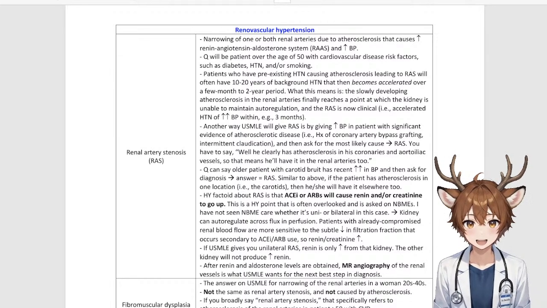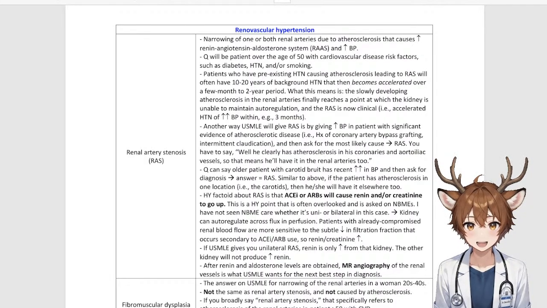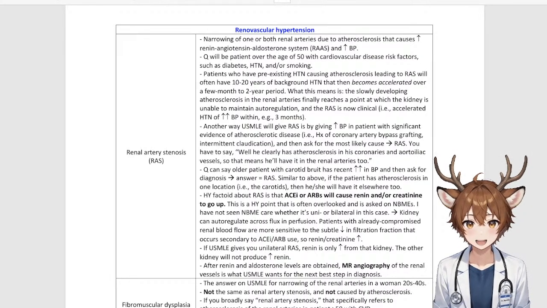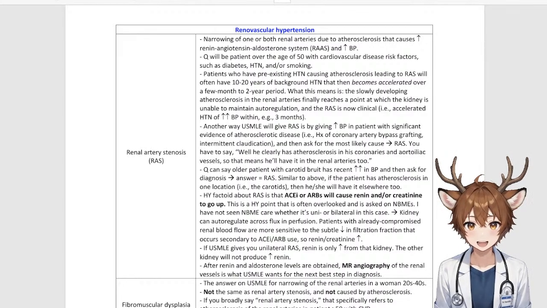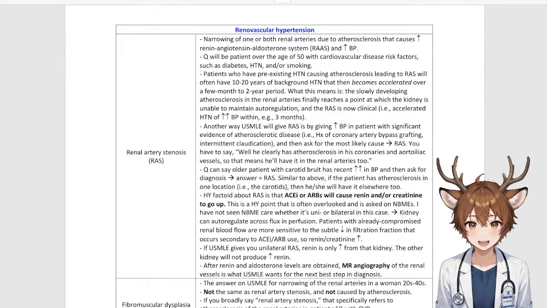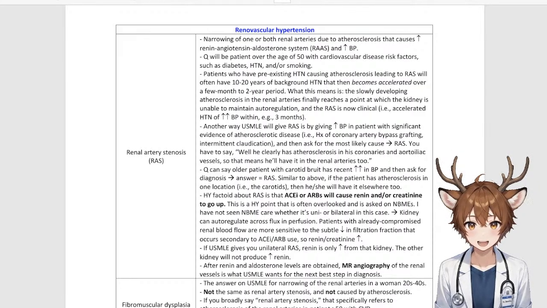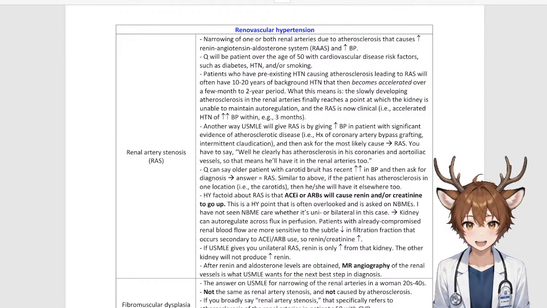Okay, I am back. Let's see. We're on renal vascular hypertension. So let's talk about renal vascular hypertension. Renal artery stenosis. Narrowing of one or both renal arteries due to atherosclerosis that causes an elevated renin-angiotensin-aldosterone system, RAS, and an elevated blood pressure.